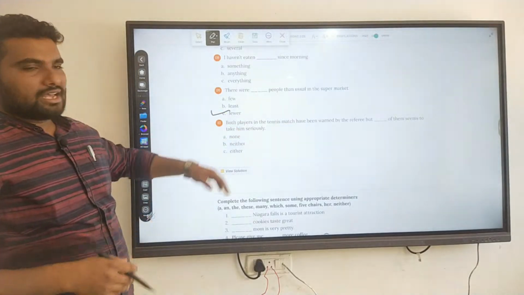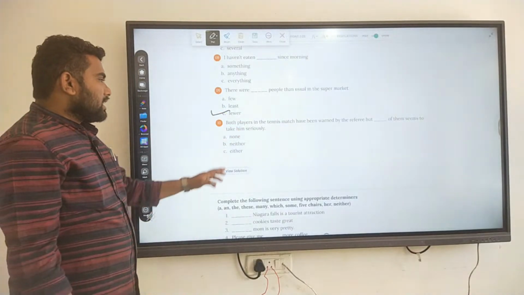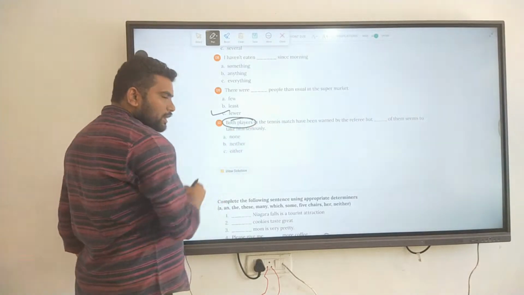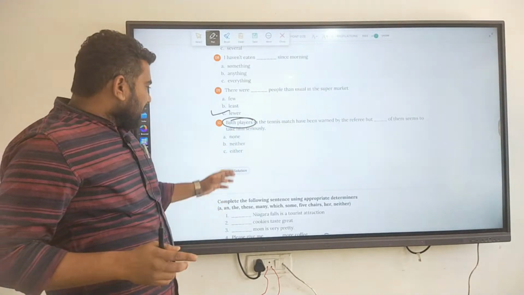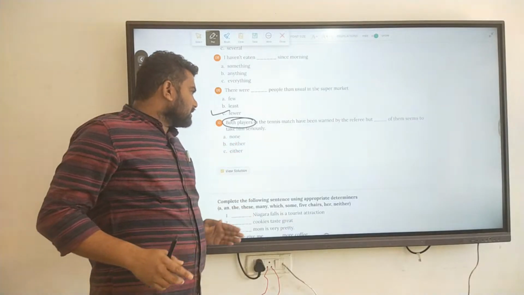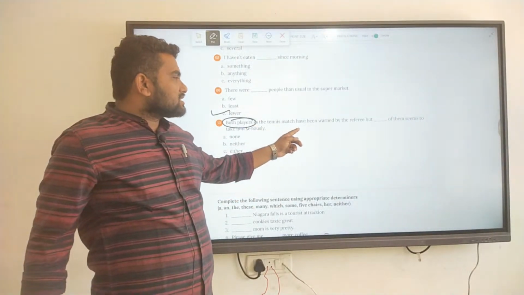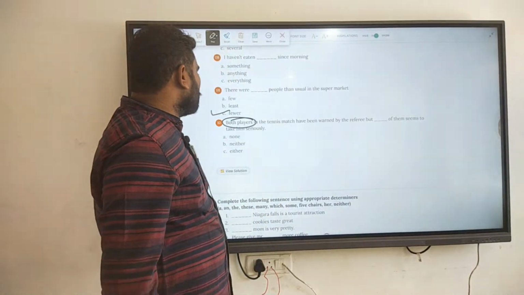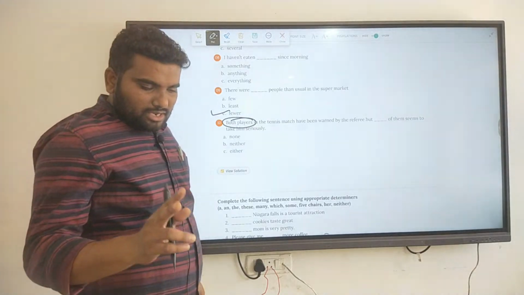So that's the reason the answer will be fewer. And here the last question. Both players. How many players? Both. And the options are none, neither, either. Both players in the tennis match have been warned by the referee, but a dash of them seem to take him seriously. Okay, let me tell you.